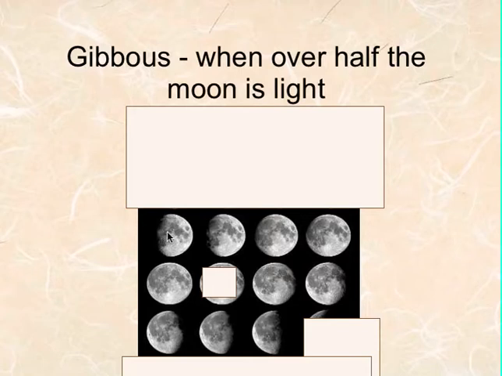Gibbous, when over half the moon we see from Earth is light. These are all gibbous moons. I blocked out the full moon there because that's a special full moon. All gibbous moons. Sometimes it helps if you've ever seen the gibbon monkeys at the zoo. You might notice that their butts are real bright and big. Well, it's kind of weird because gibbous moons are when it's more than halfway light and they're really big.